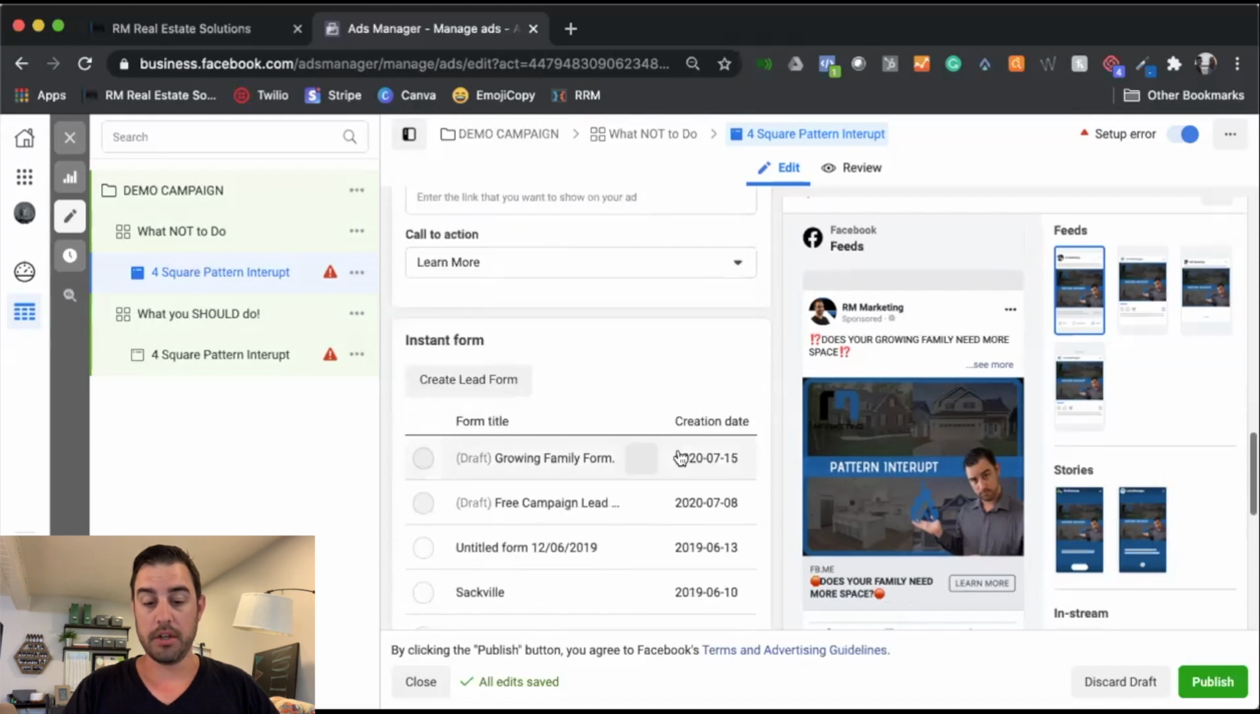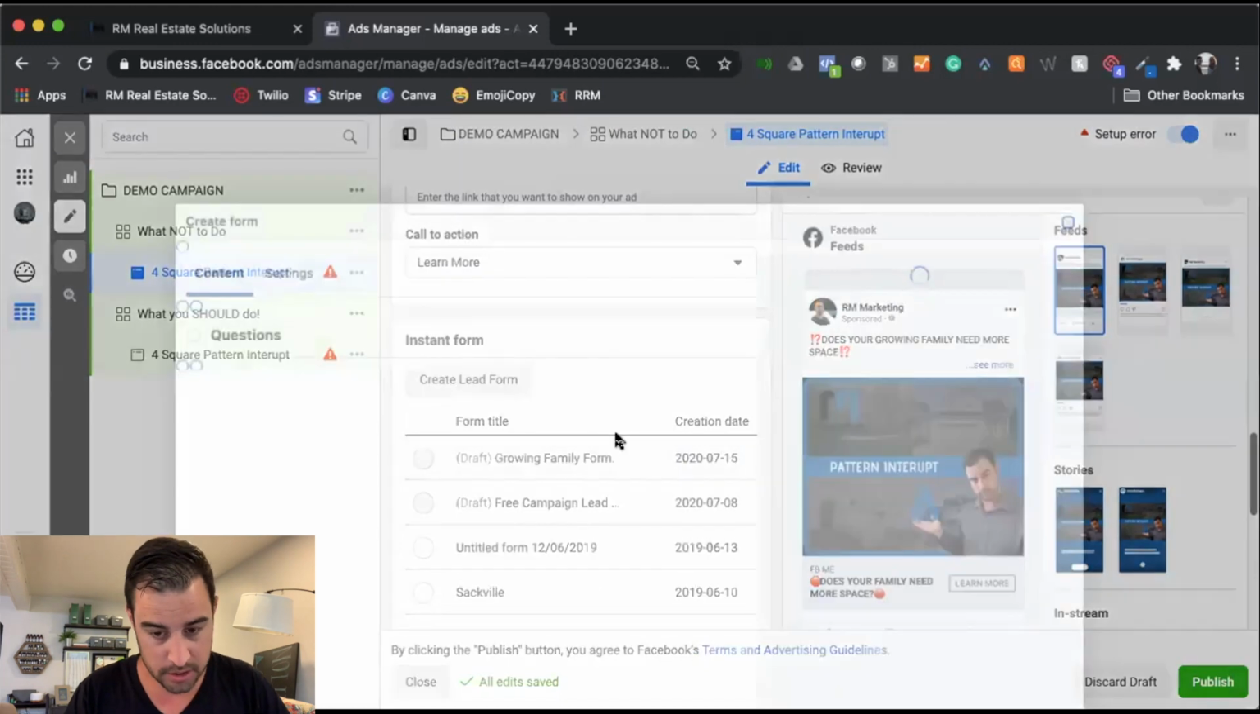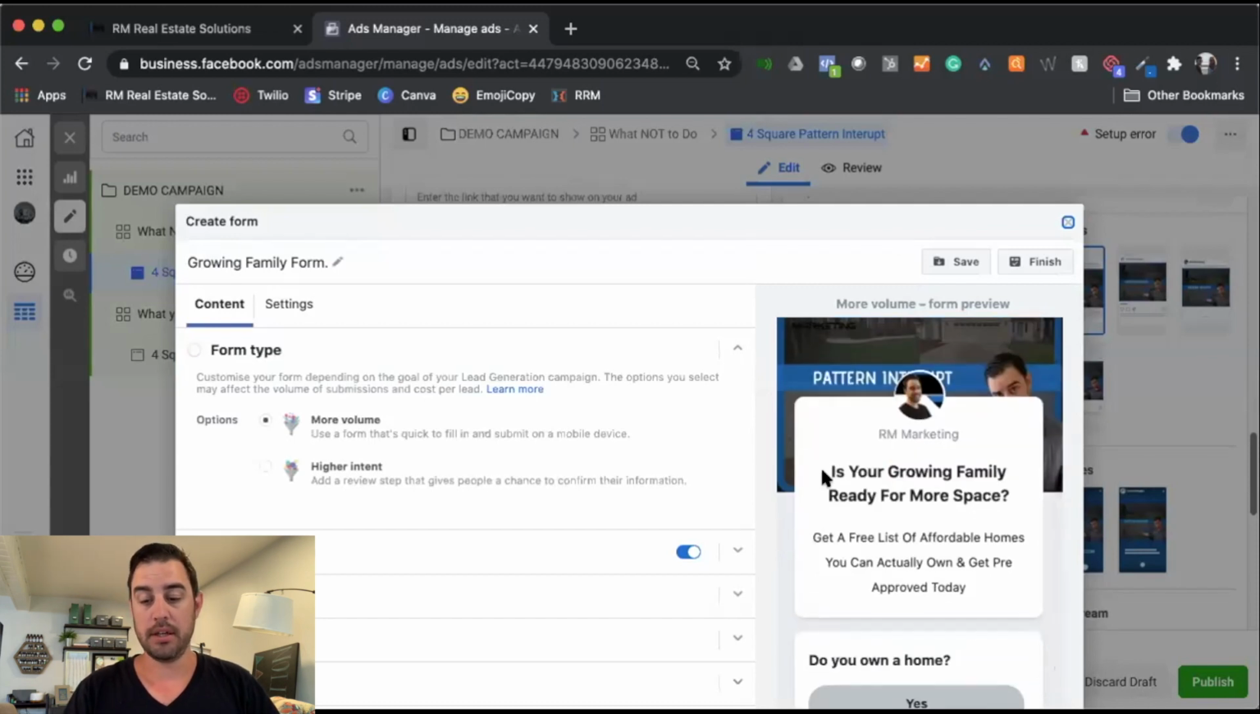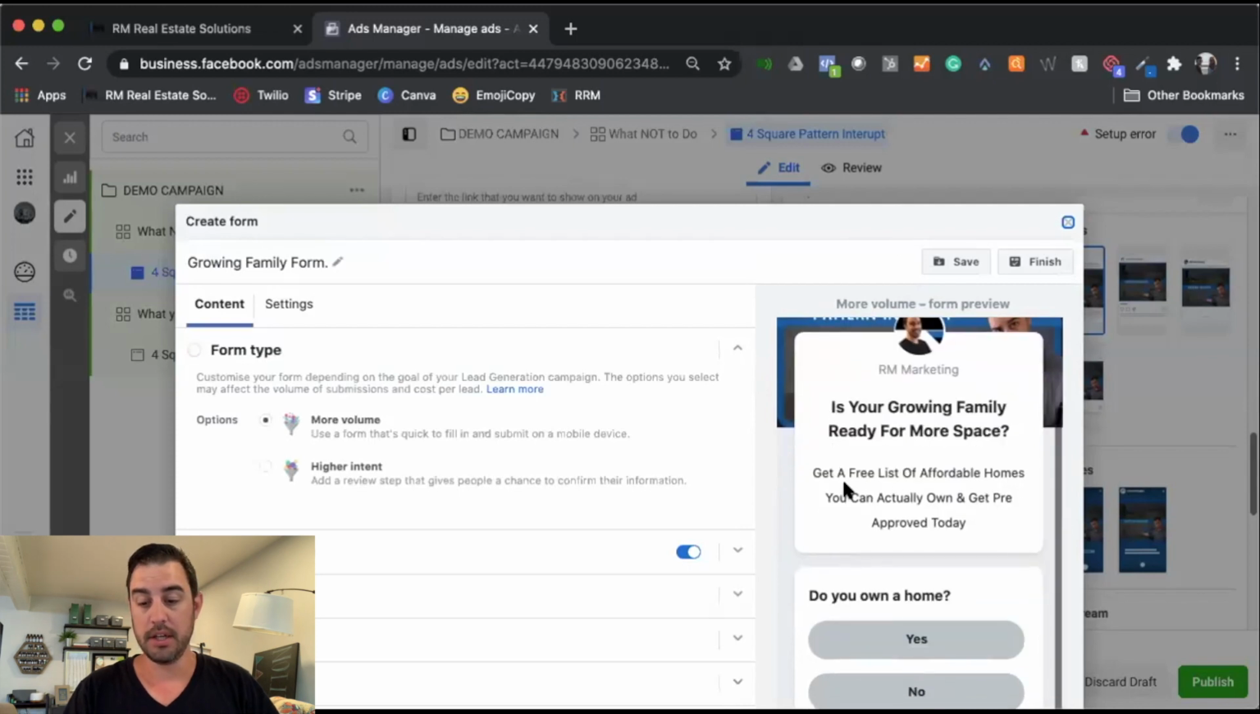The other thing that we want to do is have a lead form that matches our ad copy. We don't want to change the language. We don't want to make them shocked or anything like that. So we're going to come in here. I'm just going to edit this form and show you what I've done. Again, the image is exactly the same as in the ad, so they're getting what they expect. The title is almost exactly the same. Is your growing family ready for more space? Get a free list of affordable homes that you can actually own and get pre-approved today.